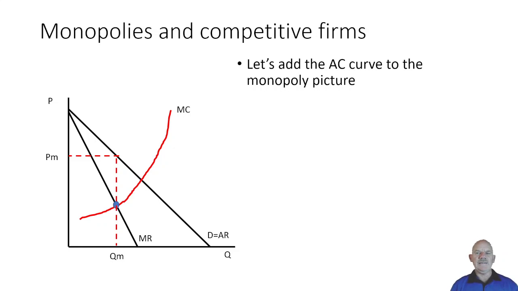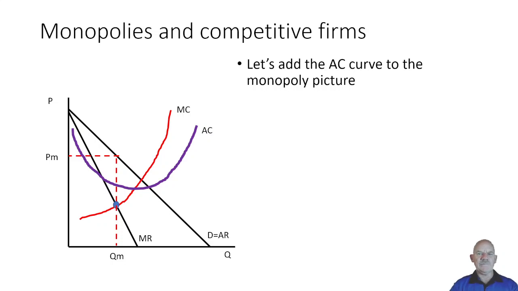So let's add the average cost curve. You should notice that until now we could find the maximum profit point of production of both the monopoly and the competitive firms without having to know anything about the average cost curve, because firms maximize profits where marginal revenue is equal to marginal cost. So the average cost curve could look like that.